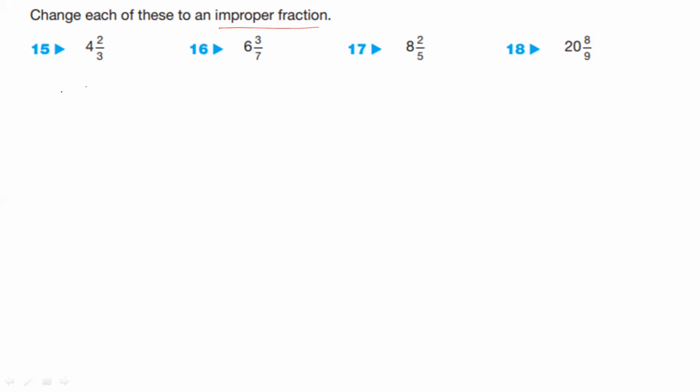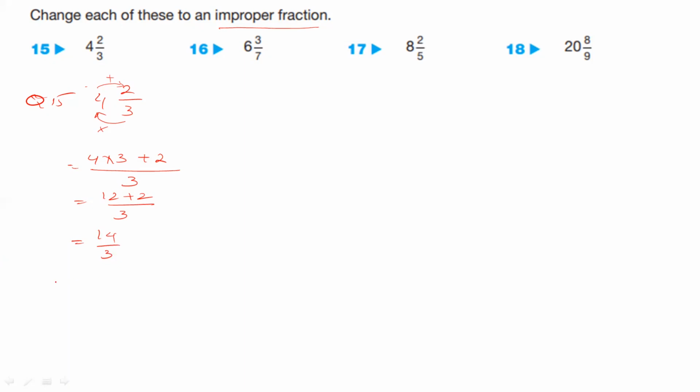So when we convert question 15, 4 whole 2 upon 3, we multiply the denominator with the whole number and the answer will be added to the numerator. So we write it like 4 times 3 plus 2 over 3. This becomes 4 times 3 is 12 plus 2 over 3, which means 14 upon 3 is its answer.